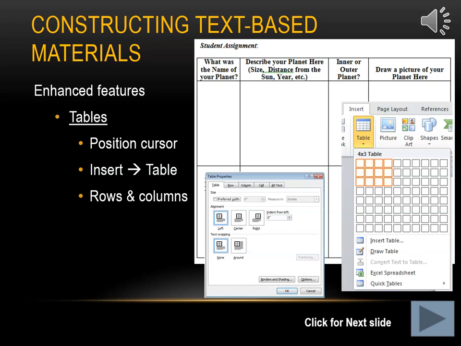Click on Table. When you click on Table, this graphic appears that allows you to click and drag your mouse to select the desired numbers of rows and columns. So again, a cell holds either text or images, and once you release the mouse, you will get a blank table. What I did for our example here is I went up and started entering the labels. So what's the name of your planet? Describe your planet here, and so on.